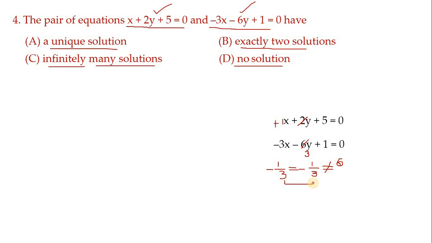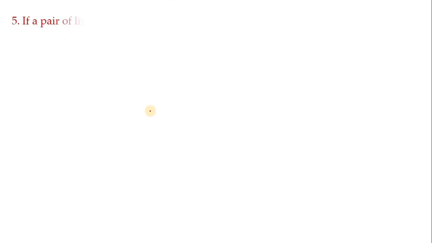I mean A1 by A2 is equal to B1 by B2, which is not equal to C1 by C2. So it is related to parallel lines. So parallel lines always have no solution. Hence the correct answer is D. Move on to the next one, children.